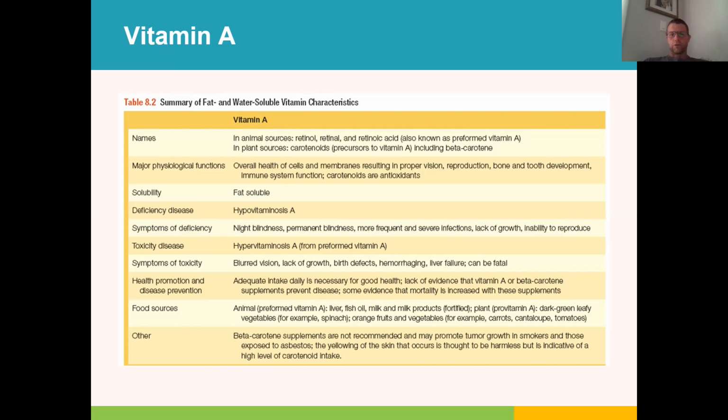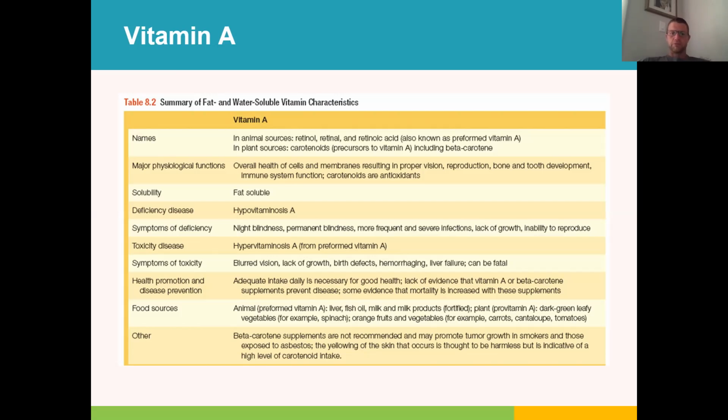Permanent blindness, more frequent and severe infections, lack of growth, inability to reproduce. Toxicity would be called hypervitaminosis A. Again, if you don't have enough of it, you can have eye issues. If you have too much of it, you could have blurred vision, lack of growth again, birth defects, hemorrhaging, liver failure, and it can be fatal, right? So there's a few different ones on there. One thing you'll notice with a lot of the vitamins is the toxicity and deficiency a lot of times may have some similar issues, right? So this one, vision, is similar in both, okay?